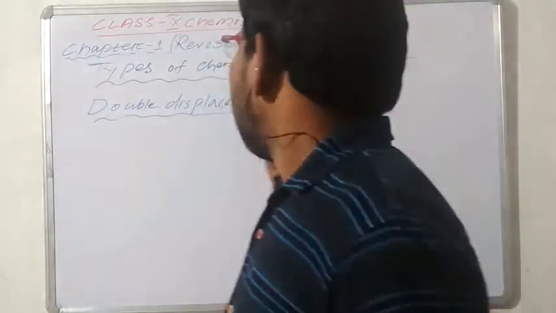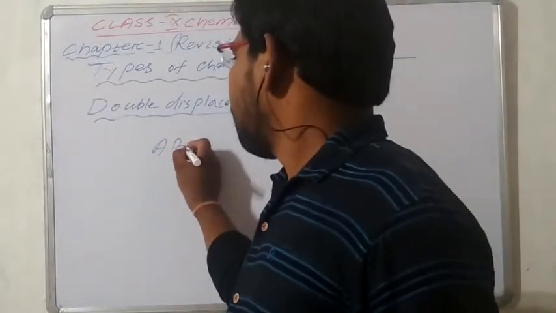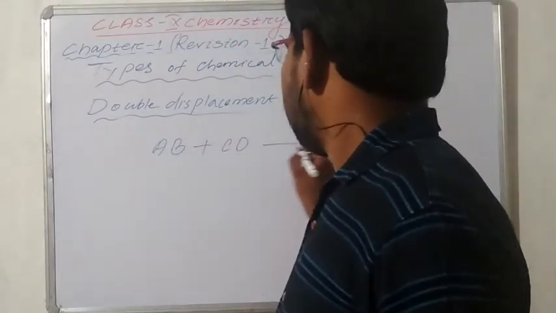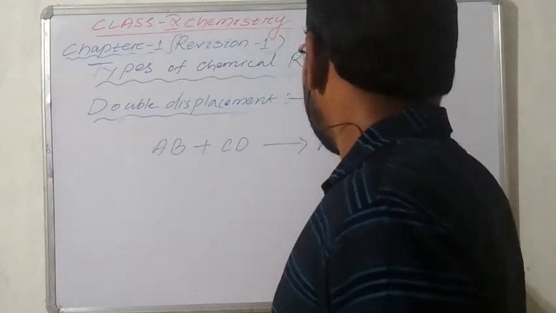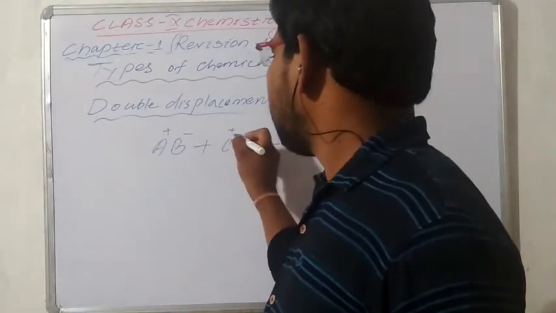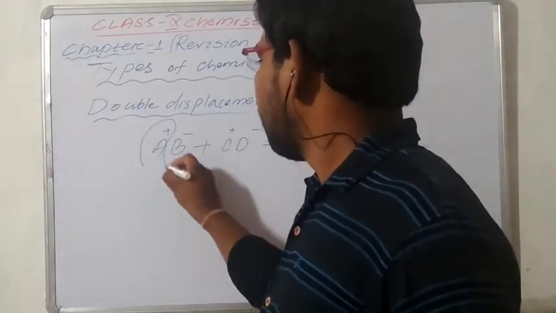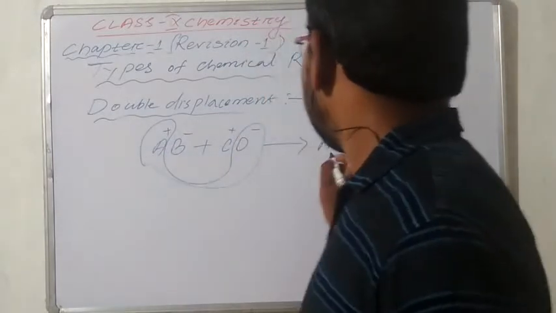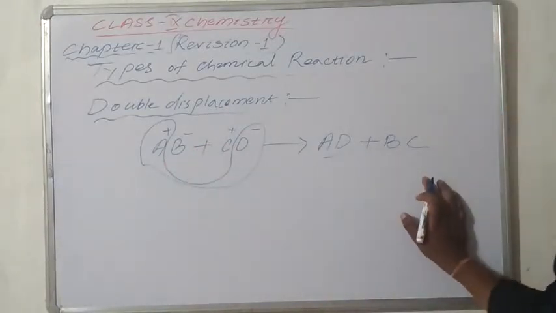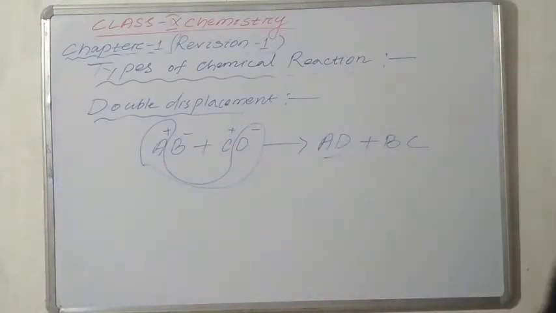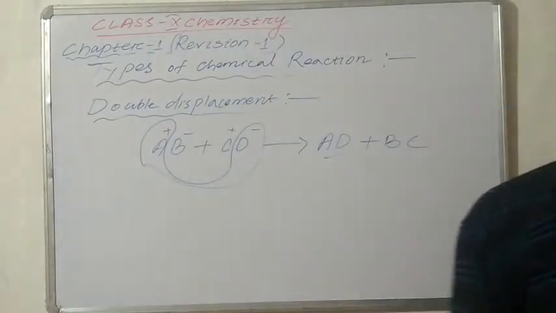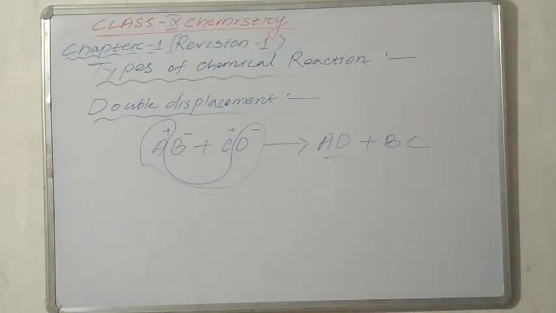Double displacement reaction, one example: suppose AB reacts with CD to form AD plus BC. Suppose A is positive and B negative, and C is positive and D negative. Here positive and negative are combined to form one product, and the other positive and negative are combined to form another. This is called a double displacement reaction. Here the oppositely charged ions are interchanged. Next, we discuss one example of this.